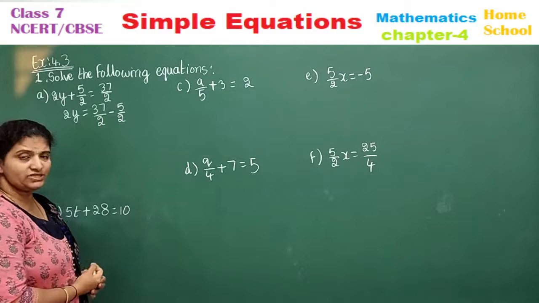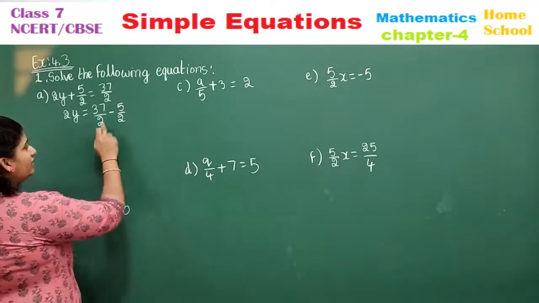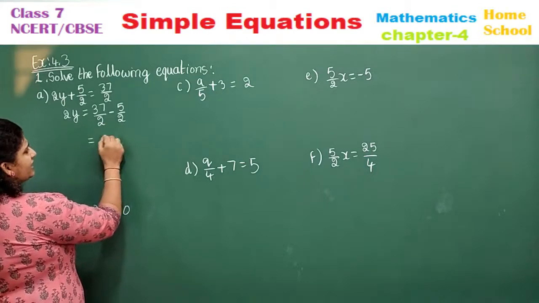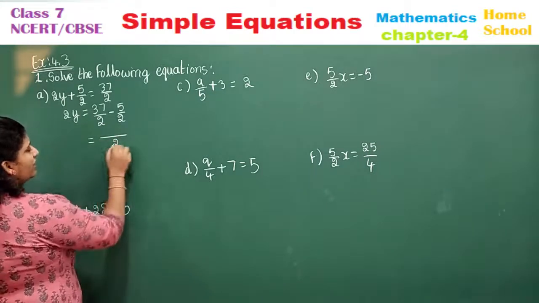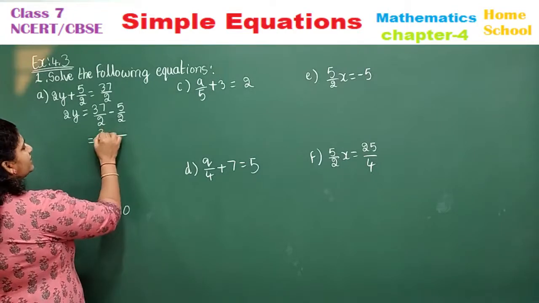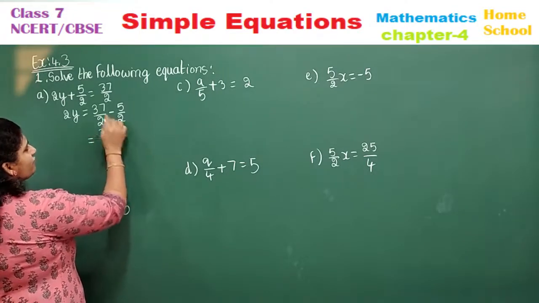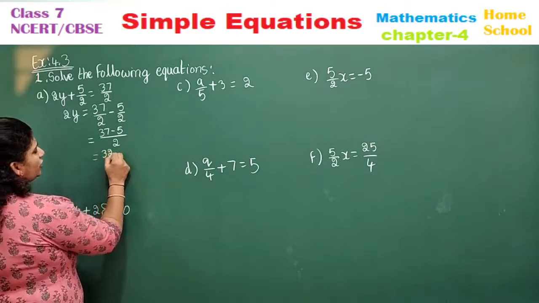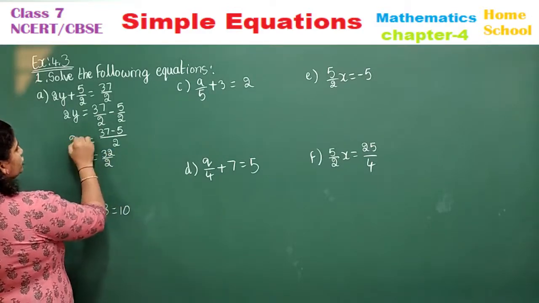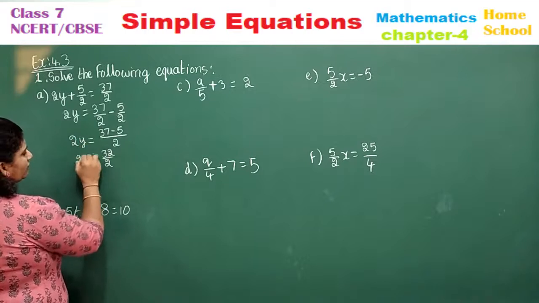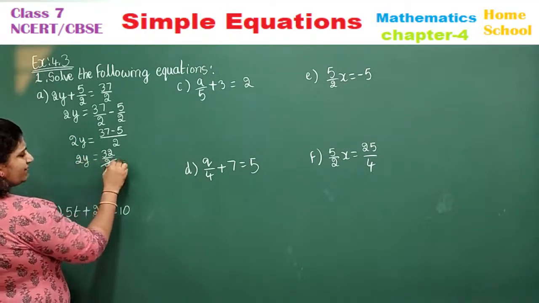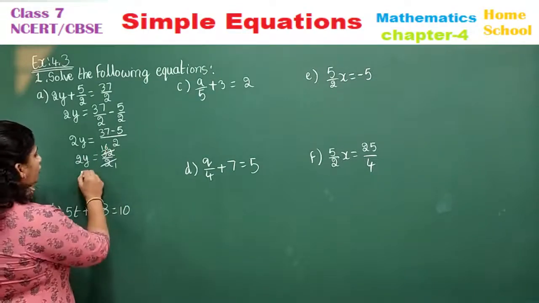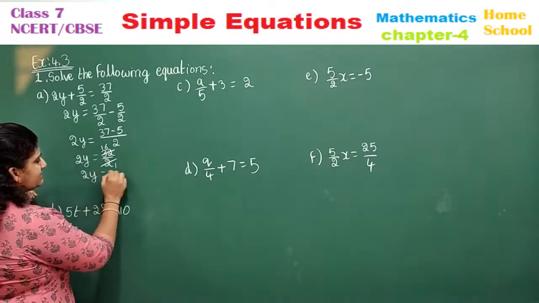Fraction subtractions, do you remember? Now apply here. The denominator is the same. When the denominator is the same, take the same denominator. LCM is 2. 37 minus 5 will be 32 by 2. 2y is equal to... cancel, 2 ones are 2 and here 2 16s. 2y is equal to 16.